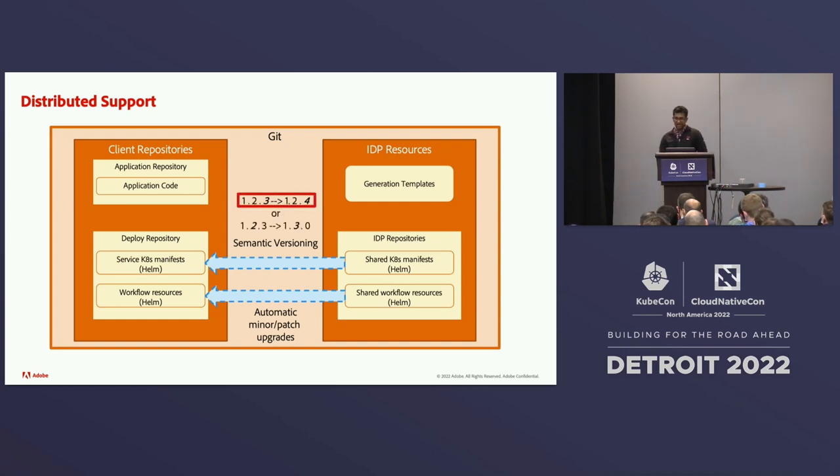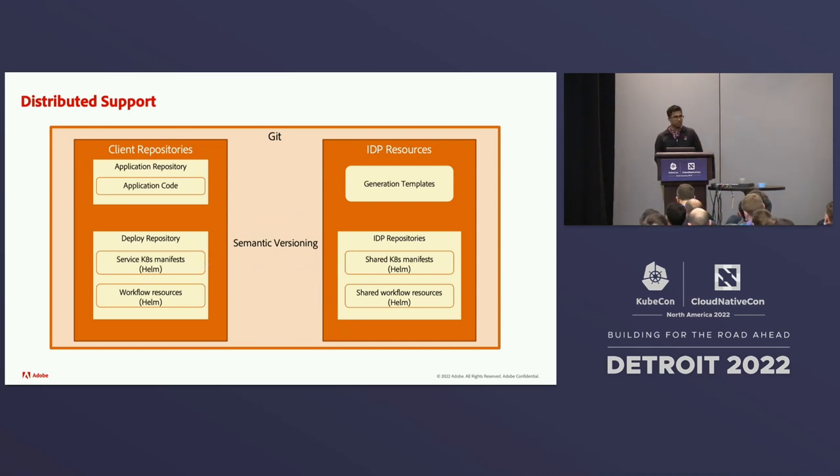The first is a patch that moves from 1.2.3 to 1.2.4, and the second is one that moves from 1.2.3 to 1.3.0. Both such releases made for IDP Helm charts on the right would automatically be pulled into the Helm charts on the left due to semantic version integration. This is powerful because it allows us to get critical security updates, fixes, and best practices out to clients immediately, provided that these are all backward compatible.